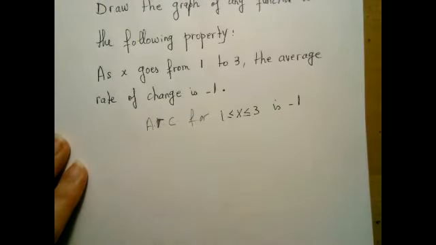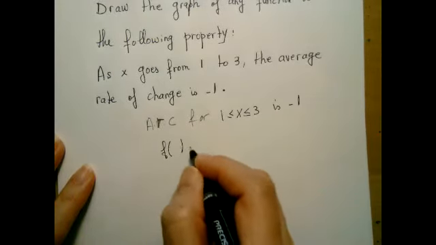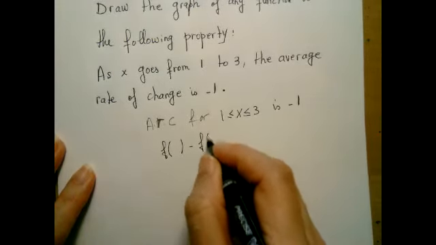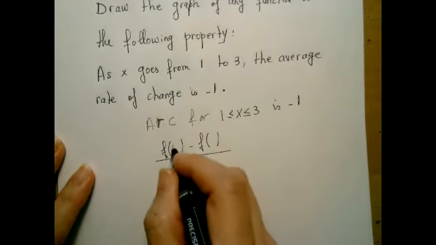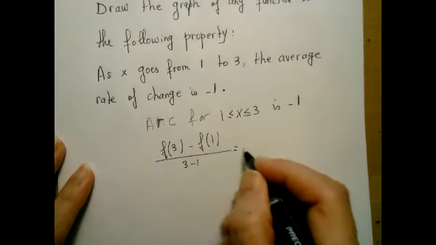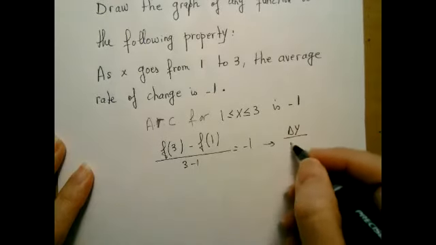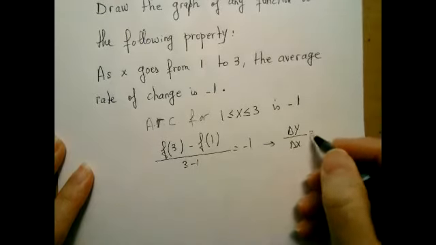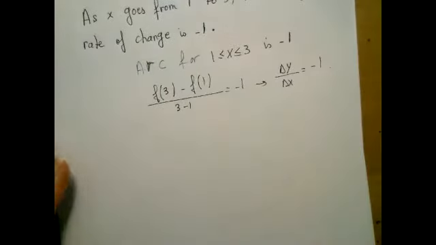Okay, so average rate of change is -1. So how are we gonna sketch the graph? It means the change in y over 3 minus 1 equals -1. It means that the change of y between those two values over the change in x is equal to -1. Okay, so how are we going to sketch a function to satisfy this property?